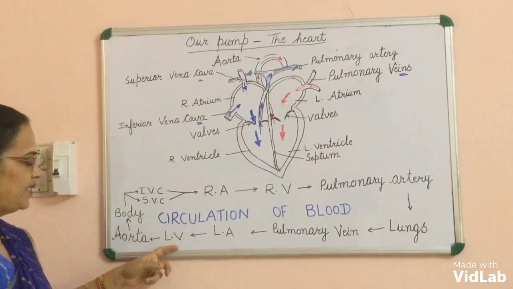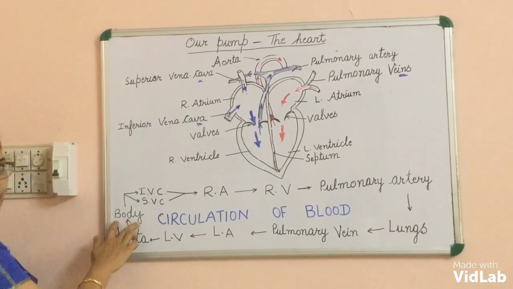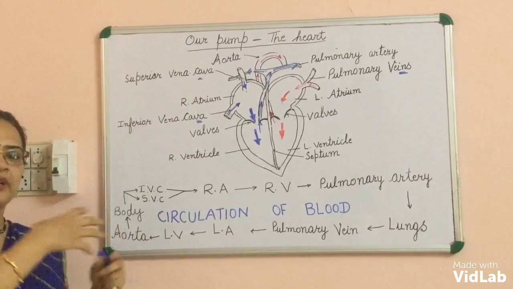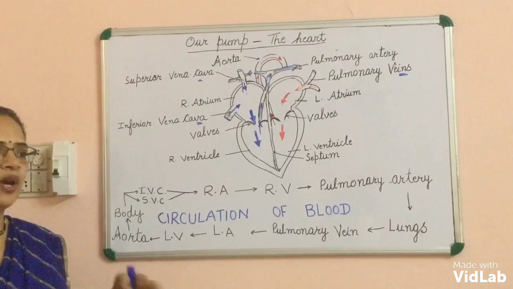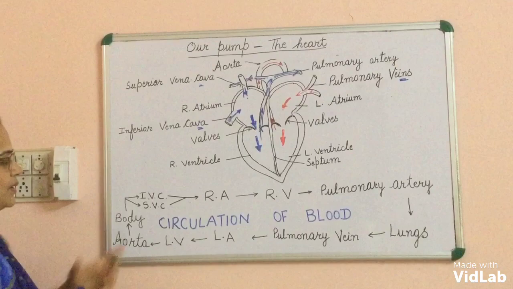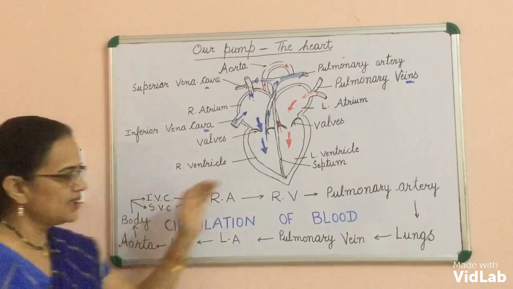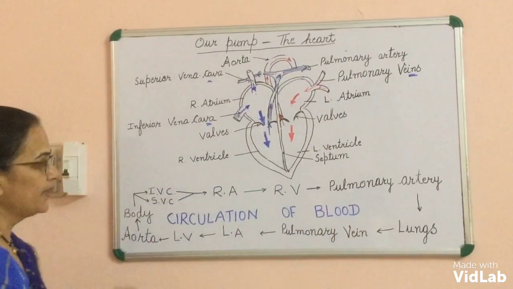And when the left ventricle contracts, through the aorta the blood goes to different parts of the body. And again, in the different parts of the body, when the oxygen is used, the deoxygenated blood comes into the inferior vena cava and superior vena cava. This is the circulation of blood.